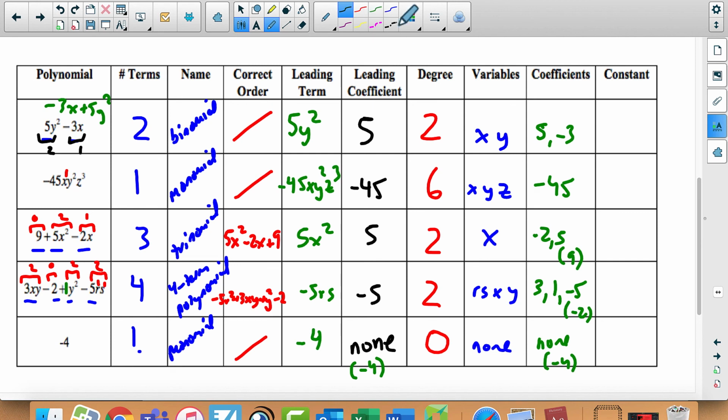Okay, constant. These are numbers all by themselves. There isn't one here. But you could actually put one. You could put plus 0. So 0 is the constant. You shouldn't put nothing or none. You could put 0 for that. Constant in this one, again, I don't see one, so 0. Constant in this one, 9. 9 does not have a variable attached to it. Constant in this one, negative 2. Make sure you take the sign in front of it. And constant in this one, negative 4 is a constant. It has no variable attached to it.